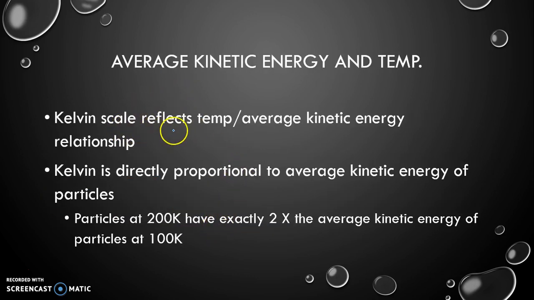The Kelvin scale is perfect because it reflects the differences, and I gave you an example down here. Kelvin temperature is proportional to the amount of energy. So if you go from 200 Kelvin to 100 Kelvin, you now have half the energy that you did before. 200 has twice as much energy as 100. 100 has half as much energy as the 200.